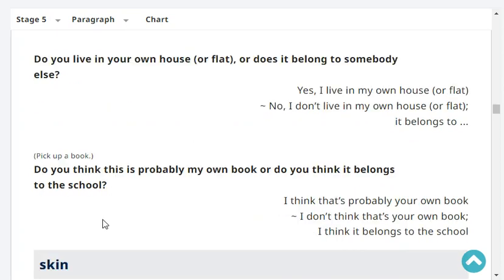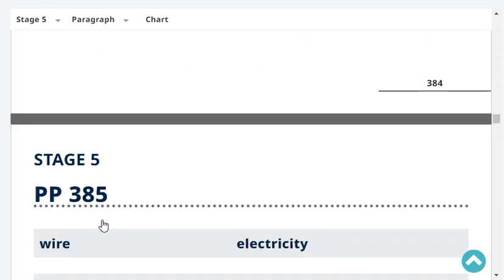Greg, do you think this is probably my own book or do you think it belongs to the school? I think that's probably your own book. Very good. What's this? It's your skin. Very good.